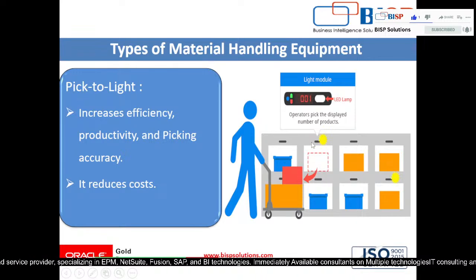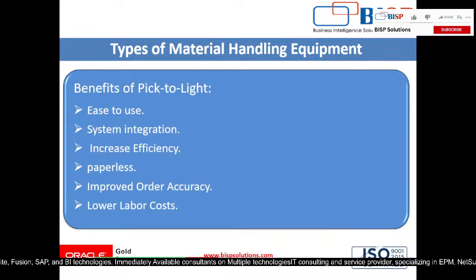We are picking the item from the desired place. This is the place from where we pick the item using this light module. And we have the benefits of pick to light.